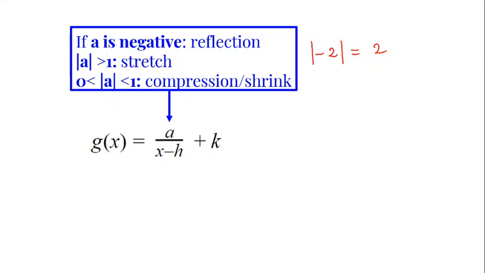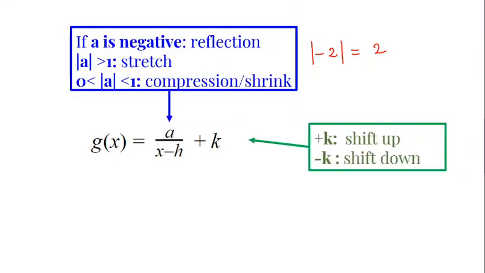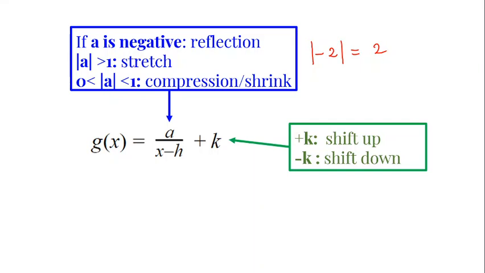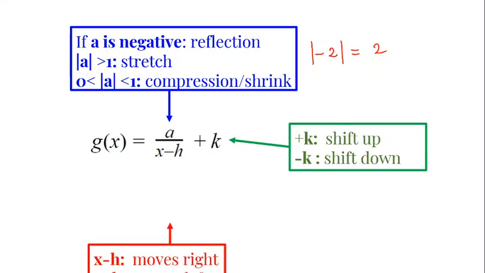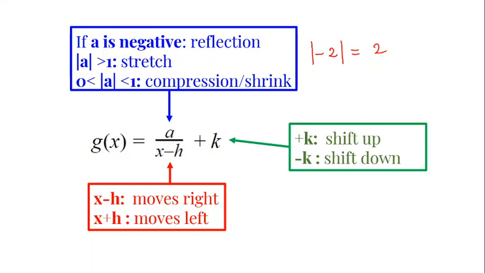Okay, let's talk about the K. When K is positive, the graph will move up, and when K is negative, the graph will move down. For the x minus h, when it is negative, like let's say x minus 1, this is going to make it move to the right by 1, okay? If it is positive, let's say x plus 1, this is going to make it move to the left by 1.